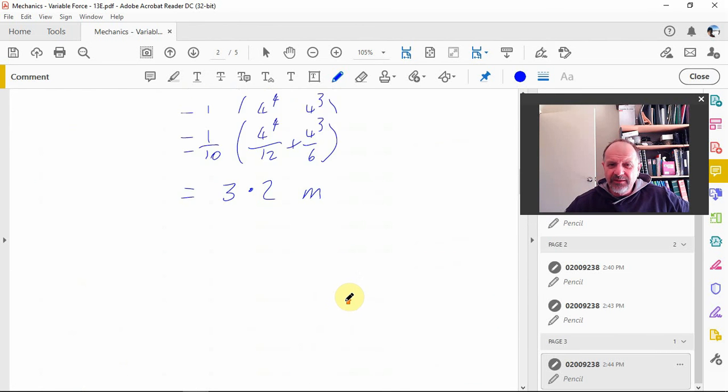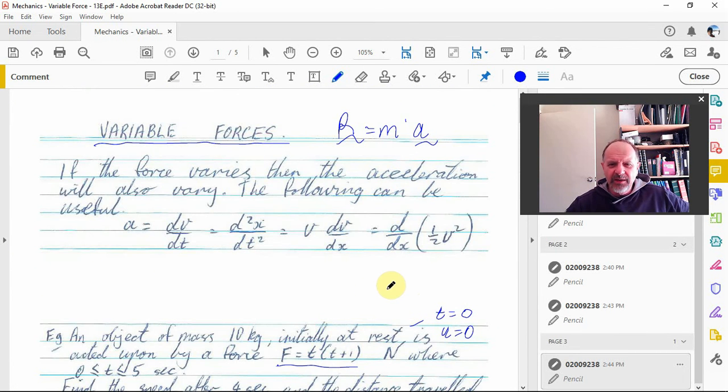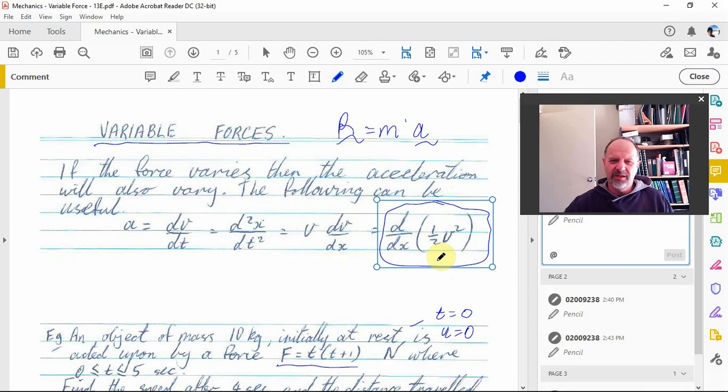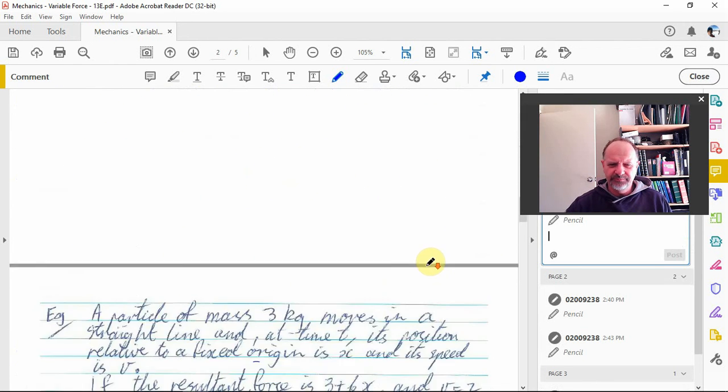So let's have a look way back up, there we go. We're looking for an expression with v and x in it. This one here, we'd need to know the velocity at a particular time, and then there's this one here on the end. So that is the one that I'm going to use: d/dx of a half v squared. So let's shoot back down.